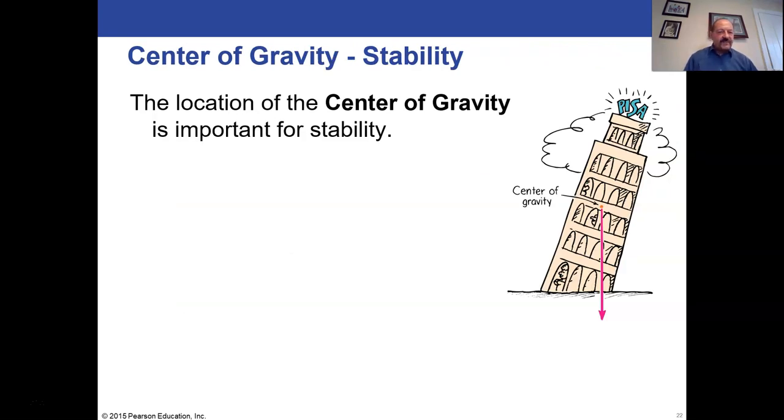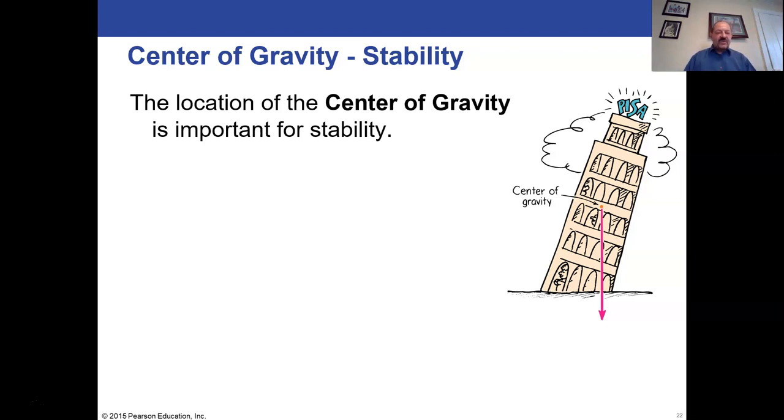Now, the center of gravity becomes important when you're building structures, especially big structures where stability is key for saving lives. And here's a picture of the Leaning Tower of Pisa. Now you might ask, why hasn't it fallen down? Well, there have been times where it was about to fall down and they moved it up just a little bit. They propped it up a bit.